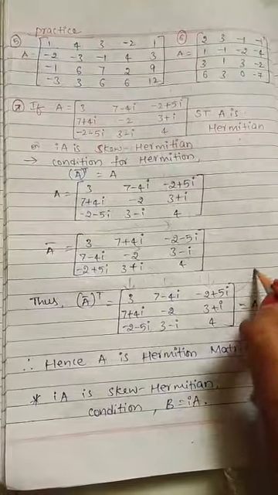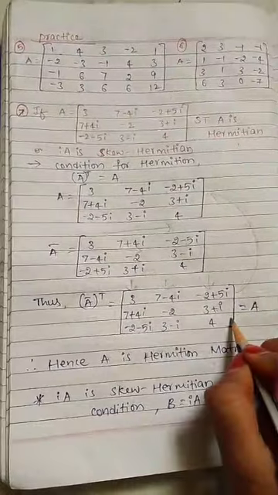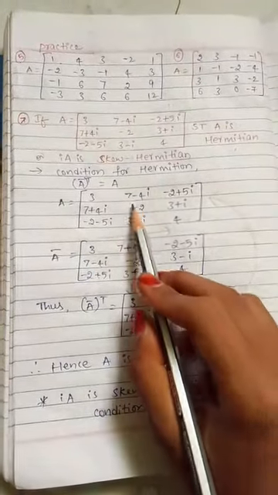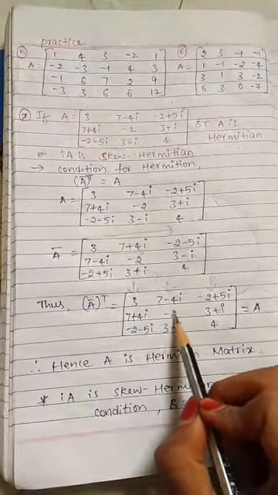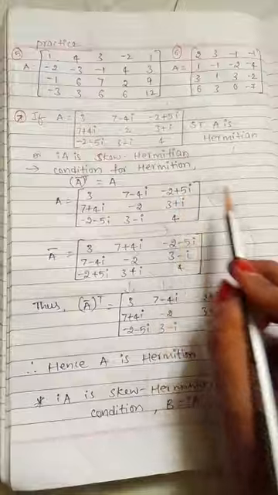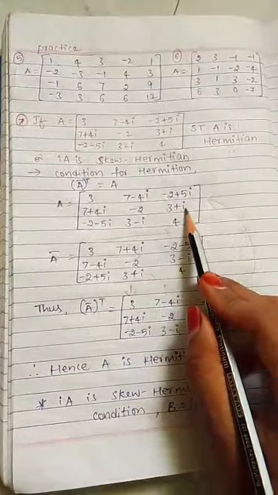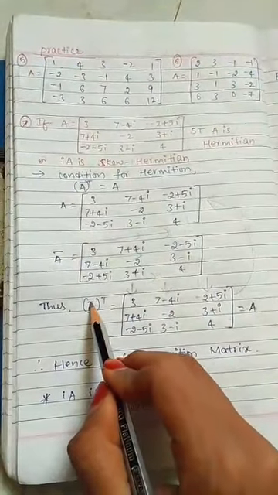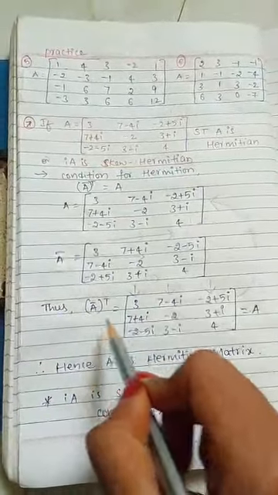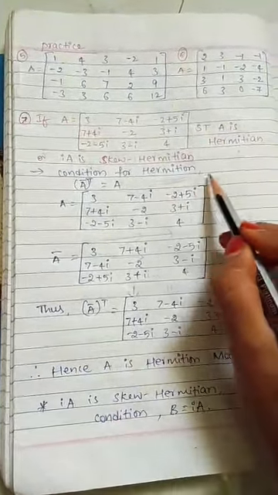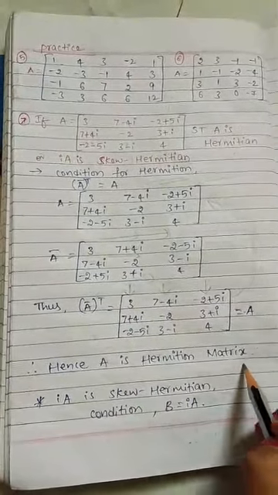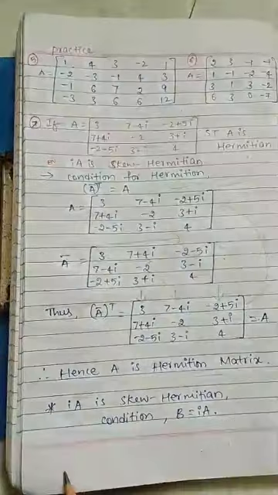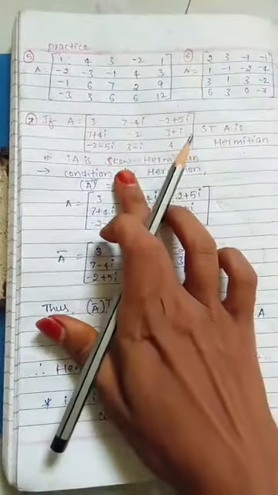Just cross check this. The A and this one should be the same. 3, 7 plus 4i, minus 2 minus 5i, see. 7 minus 4i, minus 2, 3 minus i, minus 2 plus 5i, 3 plus i, 4. The A and the conjugate transpose of A should be the same. Then it is Hermitian. That's why A is a Hermitian matrix. Got it? This is very simple. Practice this. Like this only we have one more.